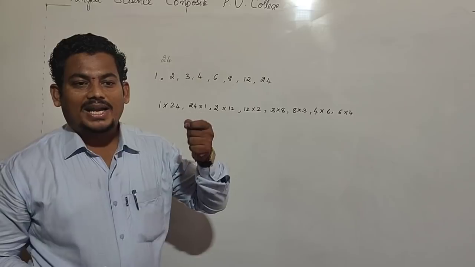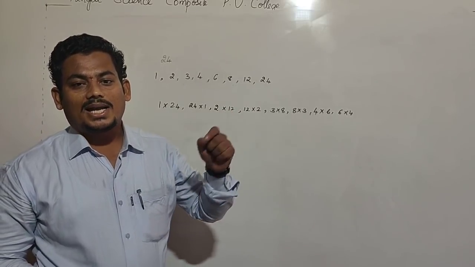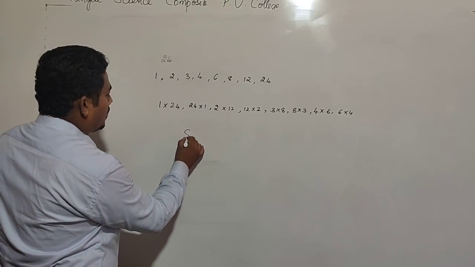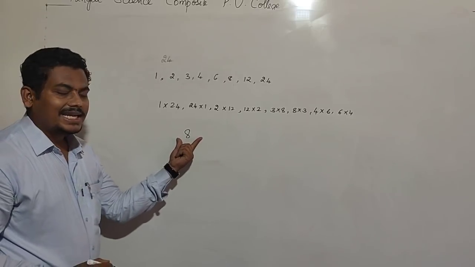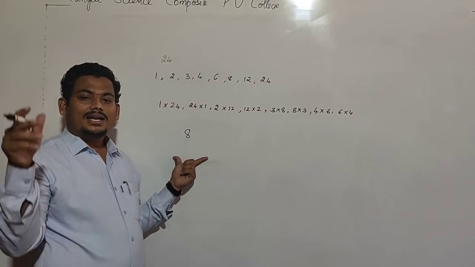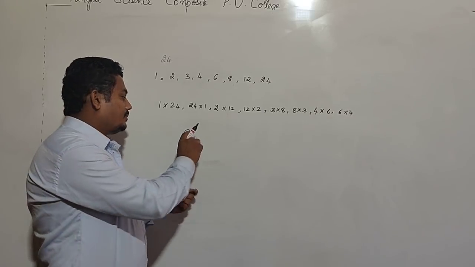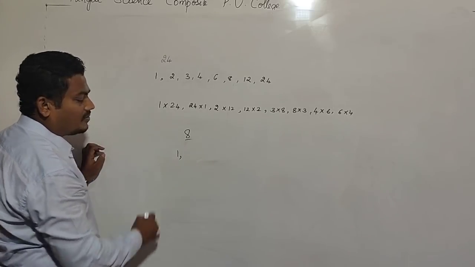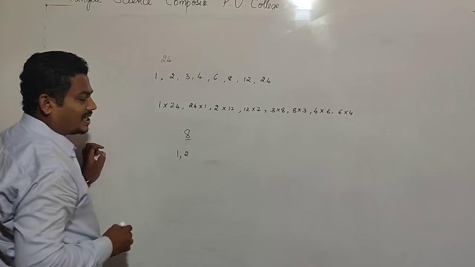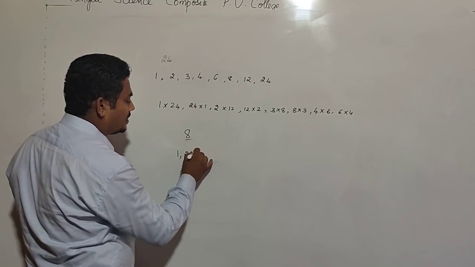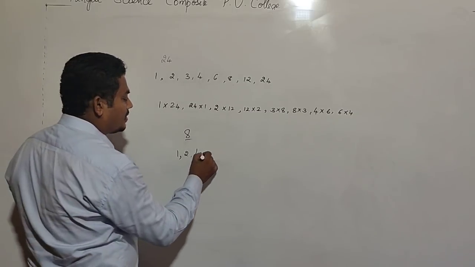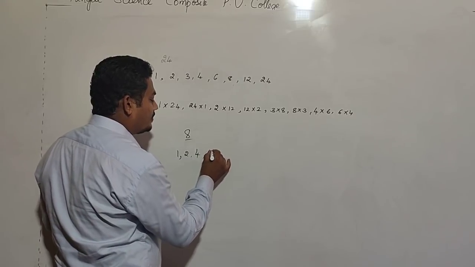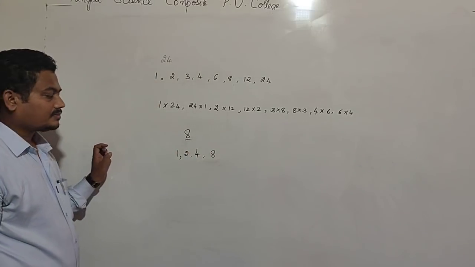Next problem. If a matrix has 8 elements, what are the possible orders it can have? First write all the factors of 8. Clearly 1 is a factor of 8, 2 is also a factor of 8, 3 is not a factor, 4 is a factor, 5 is not a factor, 6 is not a factor, 7 is also not a factor, but 8 is a factor of 8.